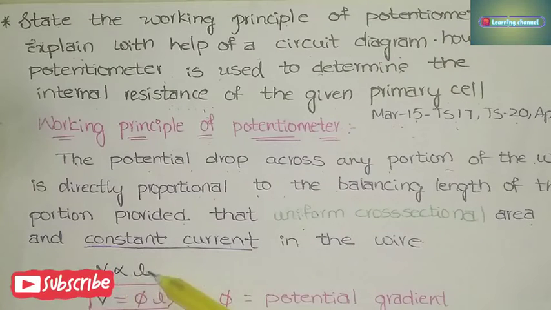So V is directly proportional to L. To remove the proportionality symbol, V is equal to phi L. Here phi is the potential gradient.